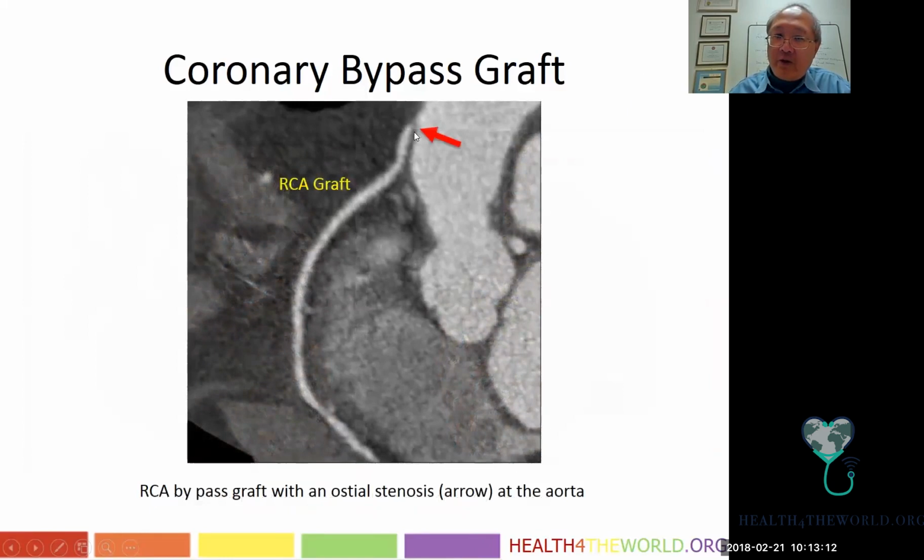Here's an example of a right coronary graft coming from the ascending aorta, and you can see there is in fact a tight stenosis at the suture site between the graft and the ascending aorta.